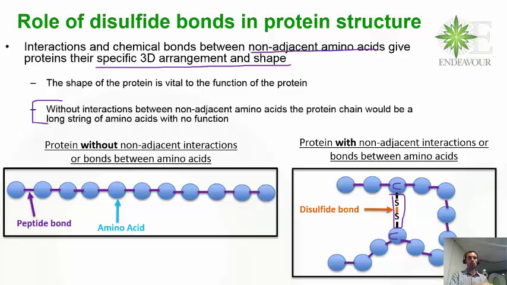Instead of being a long straight chain of amino acids, most proteins form a ball-like structure. And there are specific locations on that ball-like protein where different components can interact or bind. And that's what allows proteins to have their function.